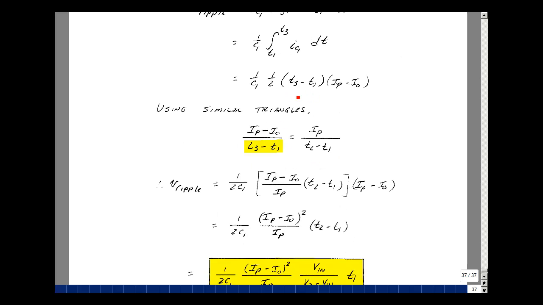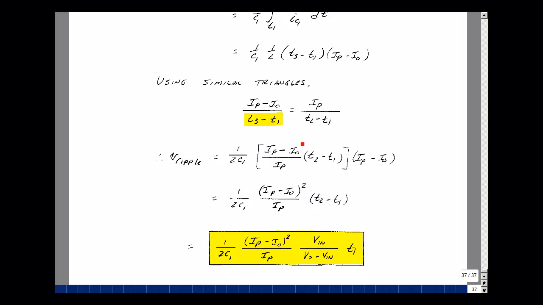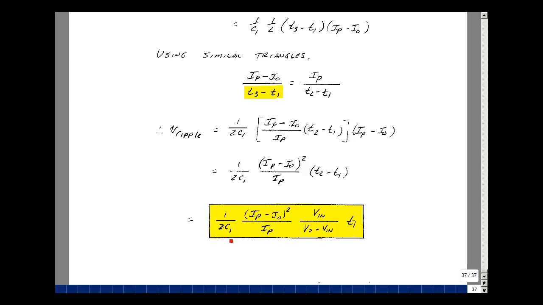We're going to solve for T3 minus T1. So I have 1 over 2 C1, and then I have I sub P minus I0, which is this term here, and then T3 minus T1 will be solving this equation, which is going to be I sub P minus I0 times T2 minus T1 divided by I sub P. Same term, so I'm going to square that. And then the term T2 minus T1 we showed was equal to Vn divided by V out minus Vn times T1. You can see that C1, as I increase it, I'll reduce the ripple.